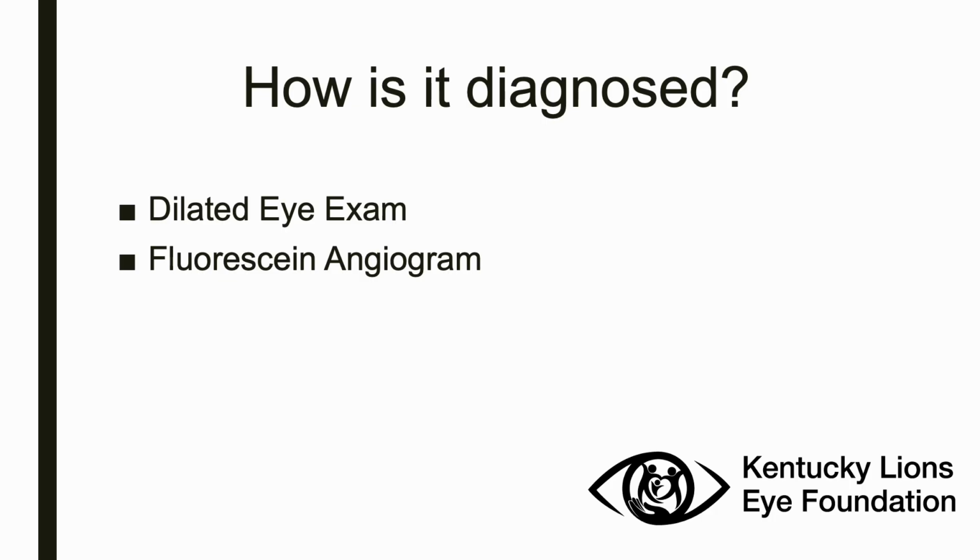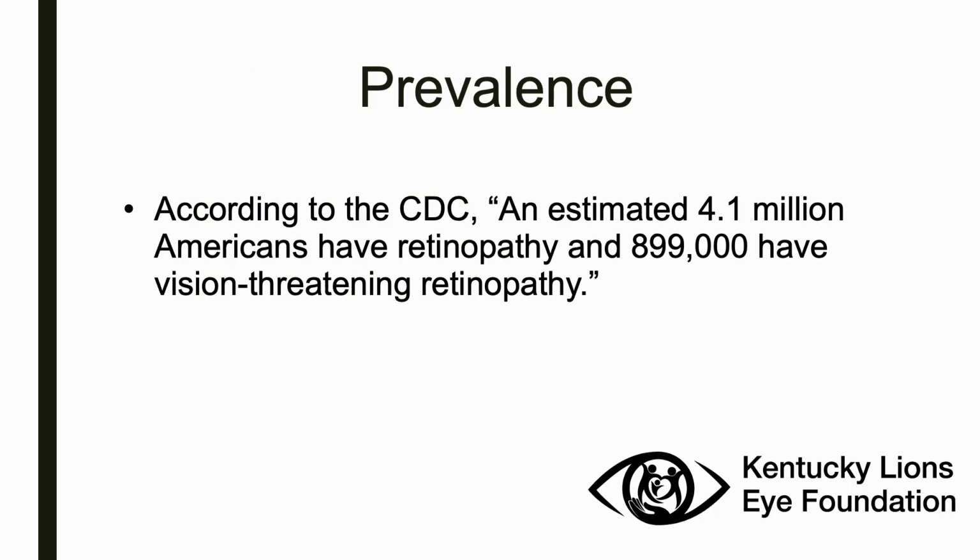Diabetic retinopathy is often diagnosed by eye care professionals through a dilated eye exam or a fluorescein angiogram, which is imaging of blood vessels within the retina. According to the CDC, diabetic retinopathy is estimated at 4.1 million Americans having retinopathy and 899,000 Americans having vision-threatening retinopathy.